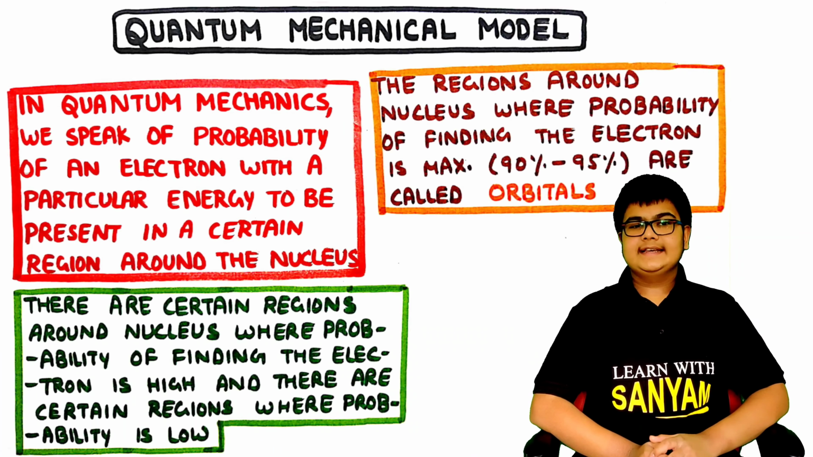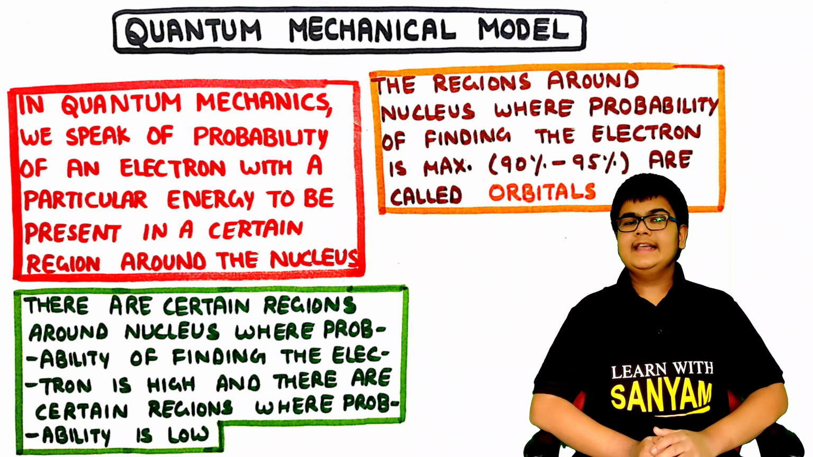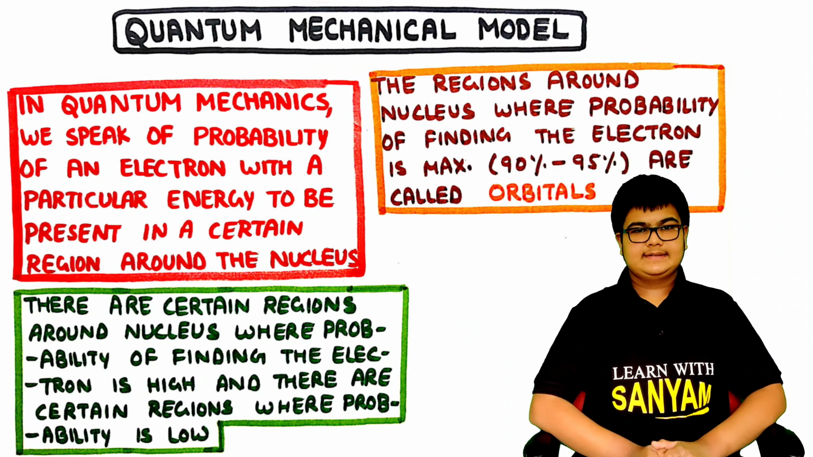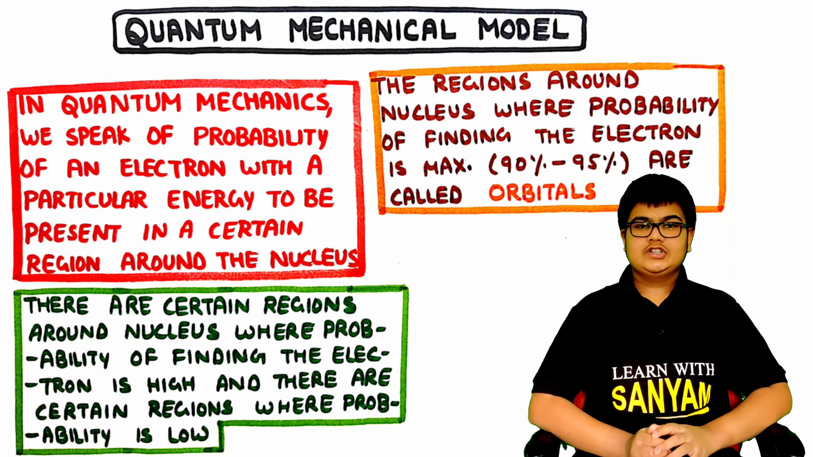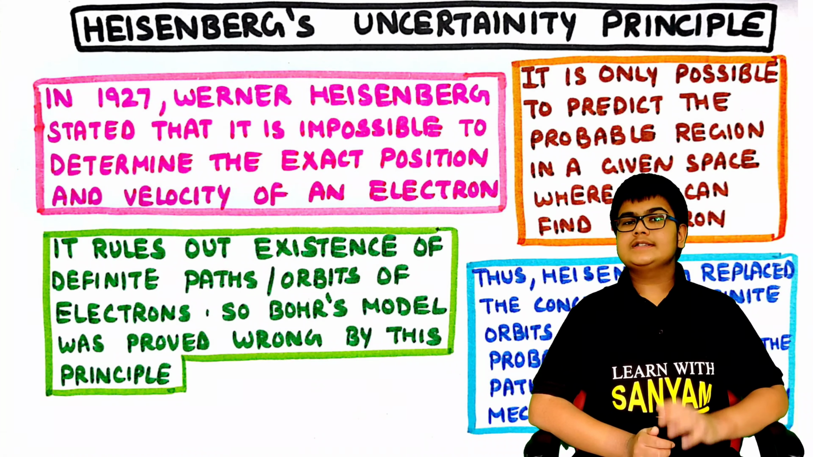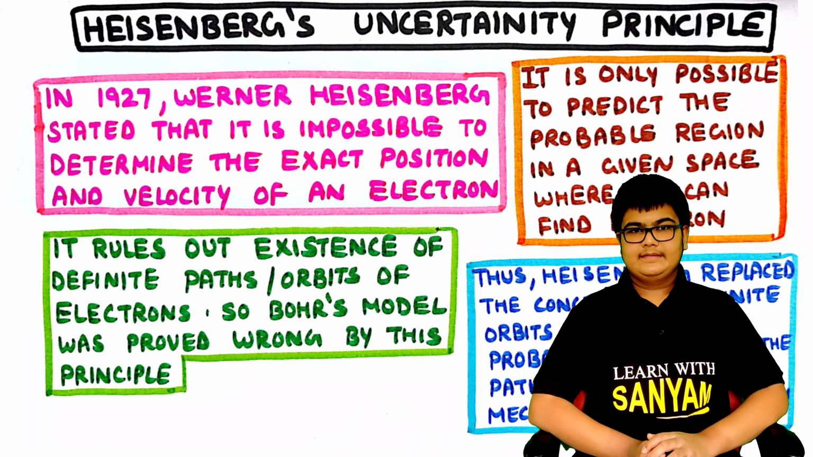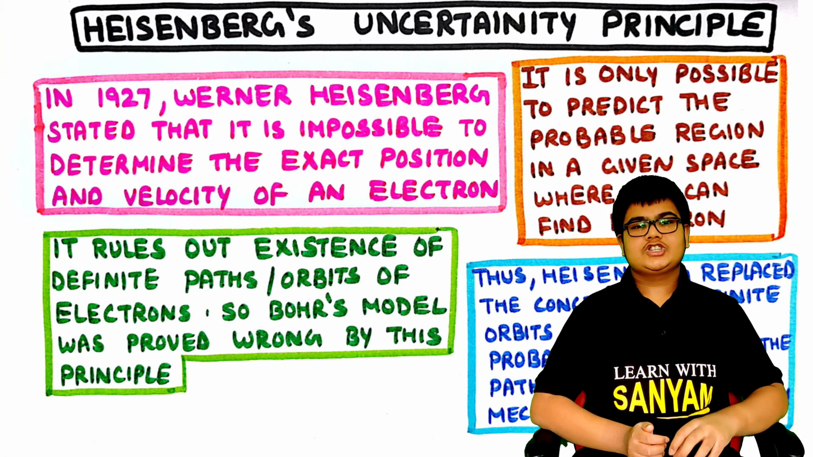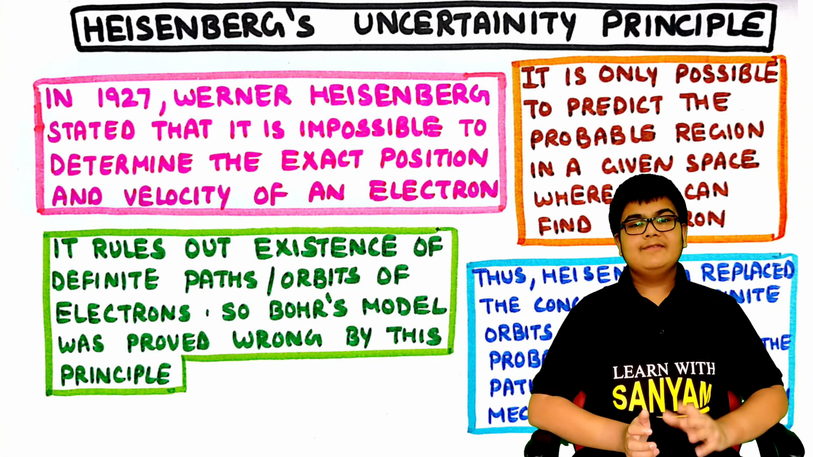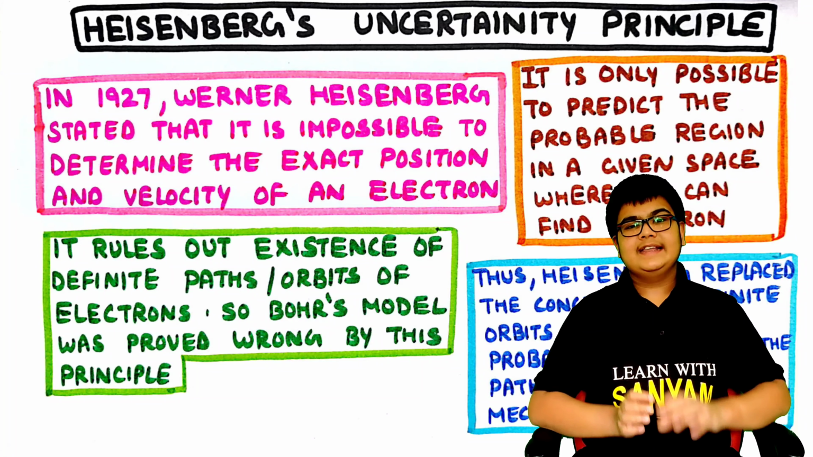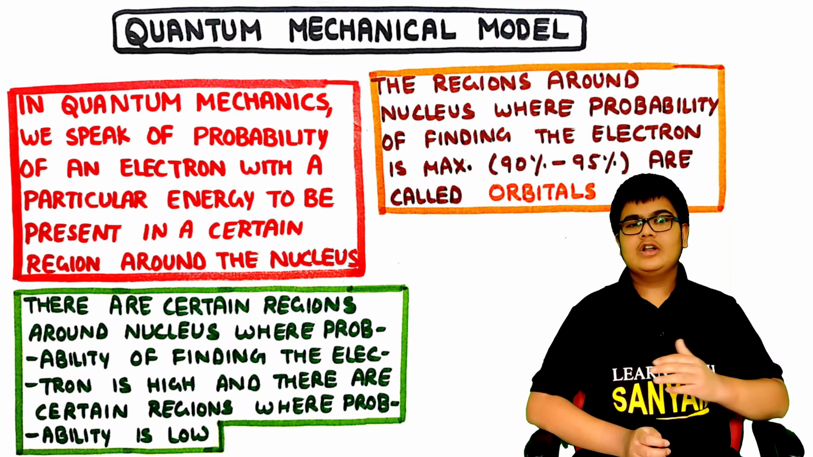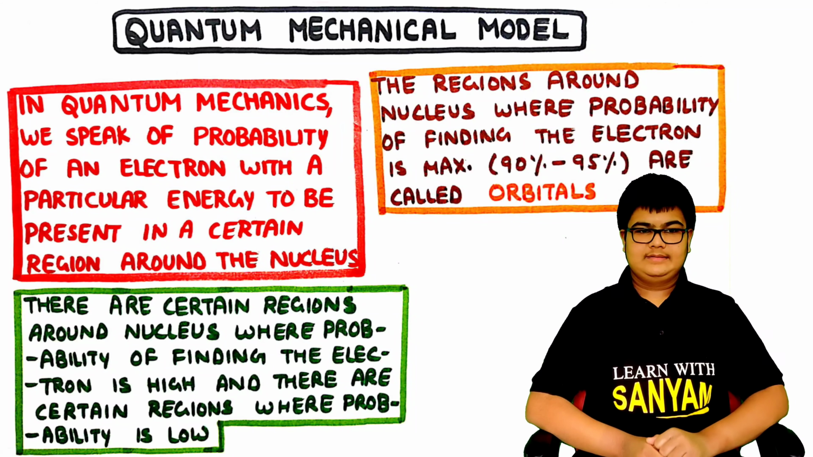In quantum mechanics, we speak about the probability of an electron with a particular energy to be present in a certain region around the nucleus. So in the last lecture, we read about Heisenberg's uncertainty principle. This principle stated that we cannot predict the definite location of an electron, but we can only tell the probability of an electron to be present in a region. And this is all about the quantum mechanical model.